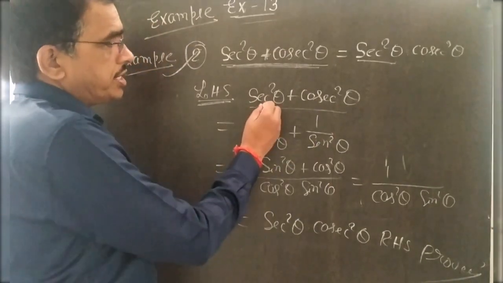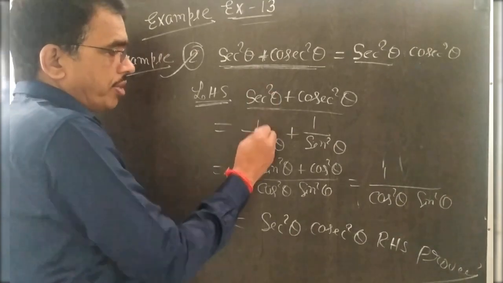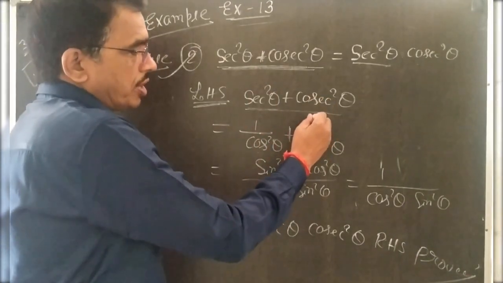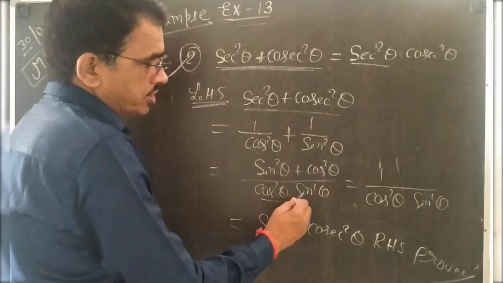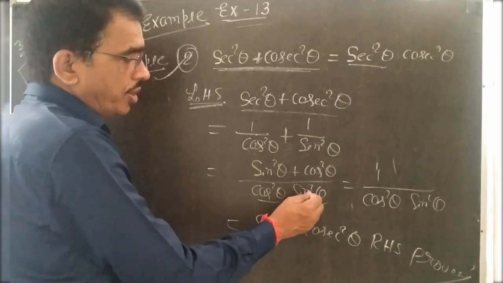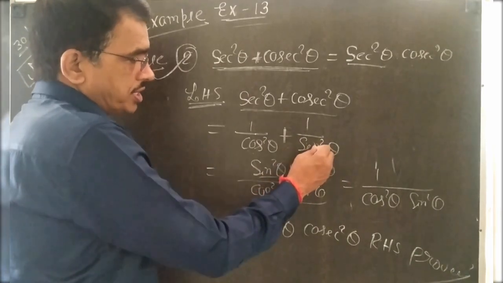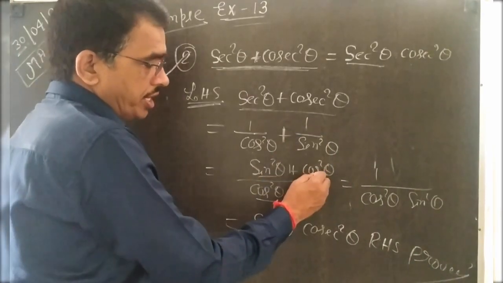Next, change this. Sec square is the reciprocal of cos square, so I write 1 by cos square. And cosec square is the reciprocal of sin square, so I write 1 by sin square. Now take the LCM, that is cos square into sin square. Cos square divided by cos square, then remaining sin square. Sin square into 1, that is sin square. Plus, similarly sin square divided, you get cos square. Cos square into 1, that is cos square.